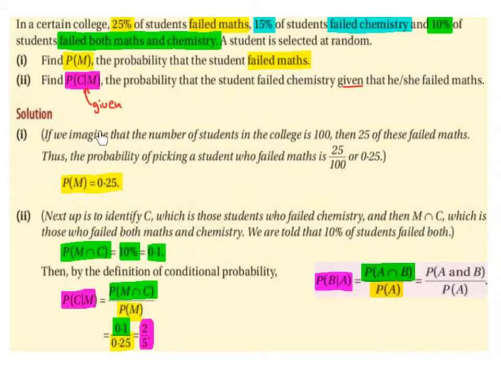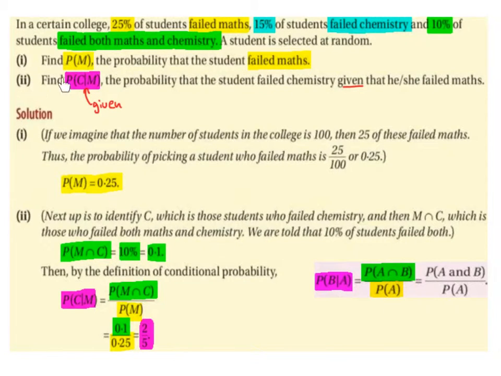So if we imagine that the number of students in the college is 100, then 25 of these failed maths. Thus, the probability of picking a student who failed maths is 25 over 100, or 0.25. So the probability of M, that the student failed maths, is 0.25.